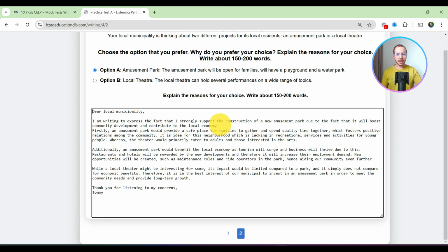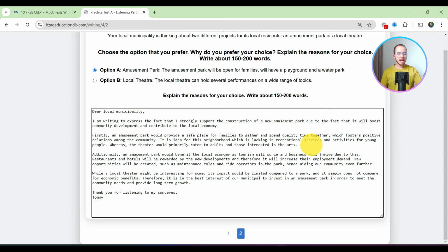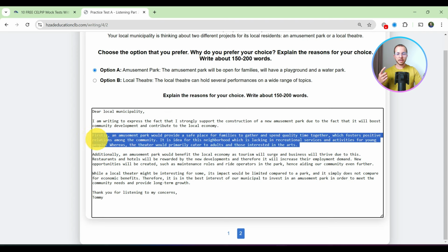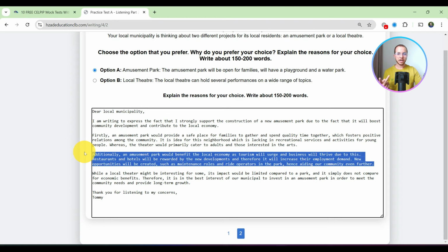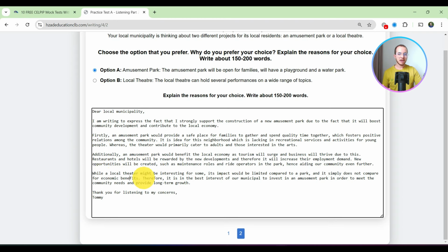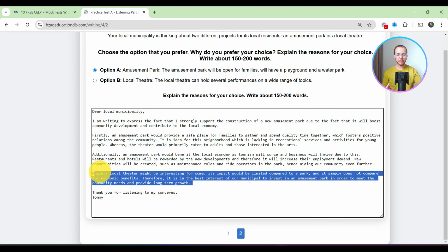So you can see I have my main thesis right at the top. I should have a space here. I have a body paragraph to talk about the benefits of the park, another paragraph to talk about the second benefits, and a final paragraph to talk about the drawbacks of the local theater.